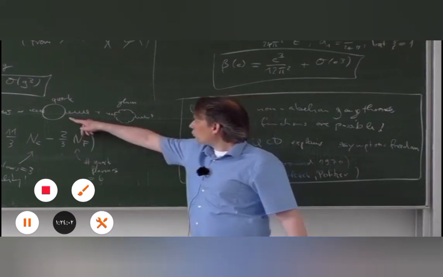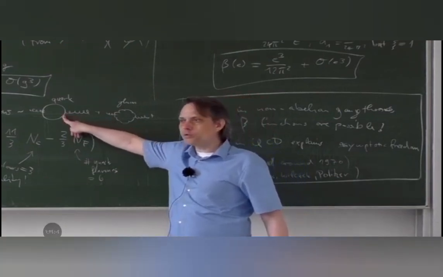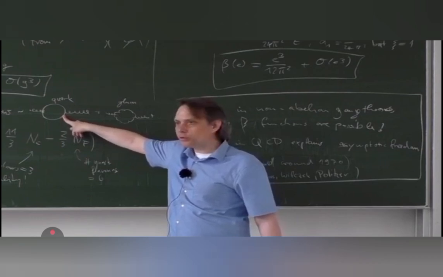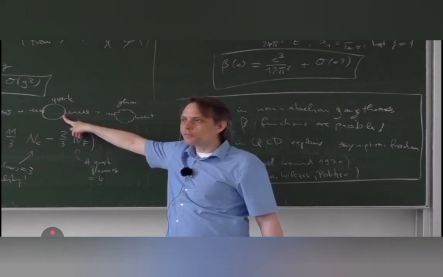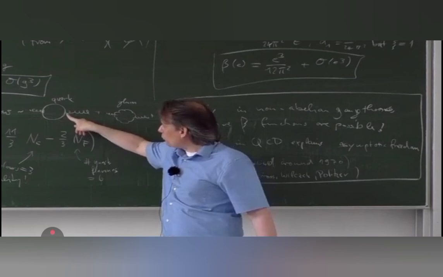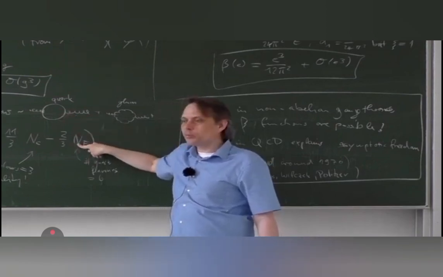because this diagram appears for the up quark, down quark, strange quark, and so on. It appears for each quark type, and it has always the same result. Therefore, the result of this diagram is simply multiplied with a number of different quark types.